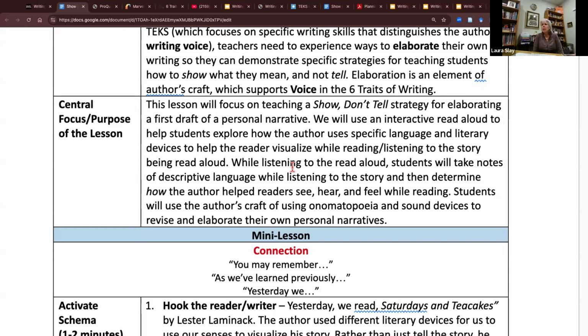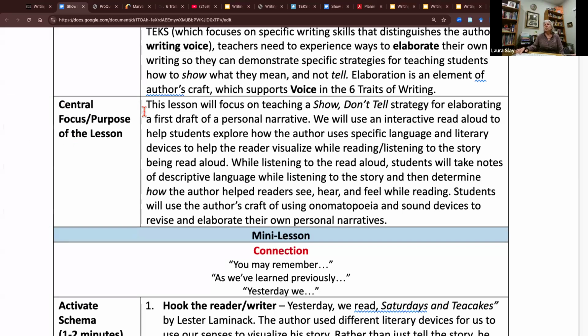While listening to the read aloud, students will take notes of descriptive language and then determine how the author helped readers see, hear, and feel while reading. Students will use the author's craft of using onomatopoeia and sound devices to revise and elaborate their own personal narratives.